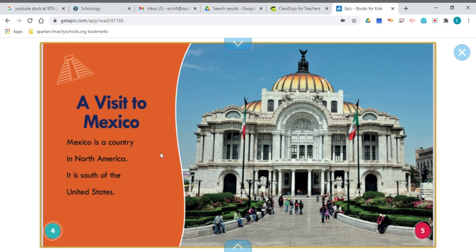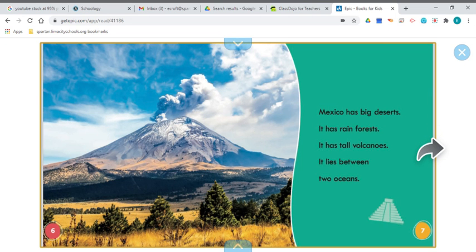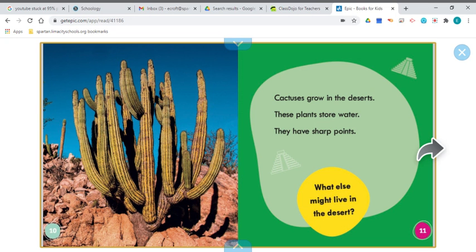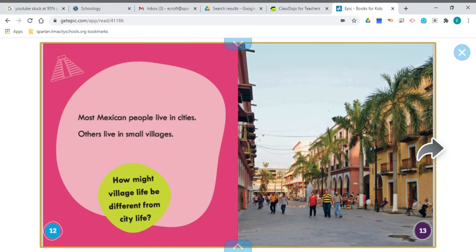Mexico is a country in North America. It is south of the United States. Mexico has big deserts. It has rainforests. It has tall volcanoes. It lies between two oceans. Jaguars live in the rainforest. Snakes live in the desert. Cactuses grow in the deserts. These plants store water. They have sharp points.